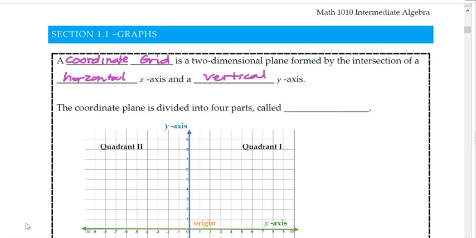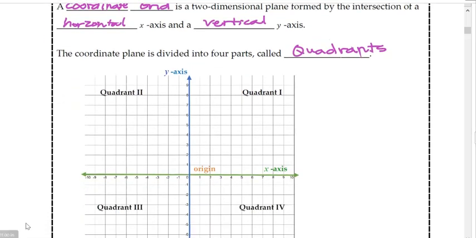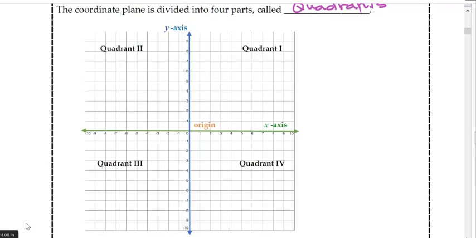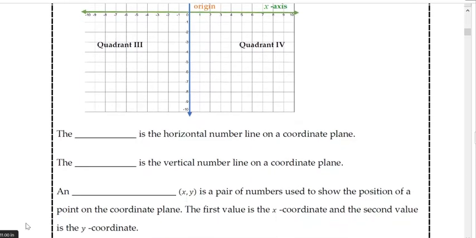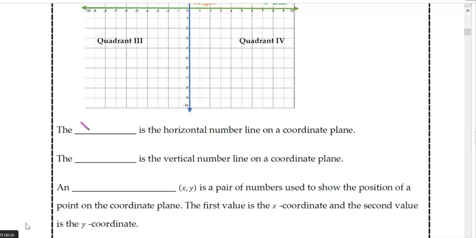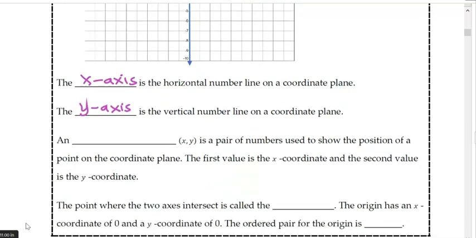The coordinate plane is divided into four parts called quadrants. And so we can see below that here is quadrant 1, 2, 3, and 4. And you can see that there is the y-axis going up and down and the x-axis going left to right. So the x-axis is the horizontal number line on the coordinate plane, and the y-axis is the vertical number line on the coordinate plane.